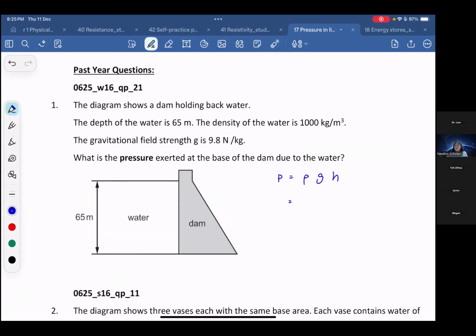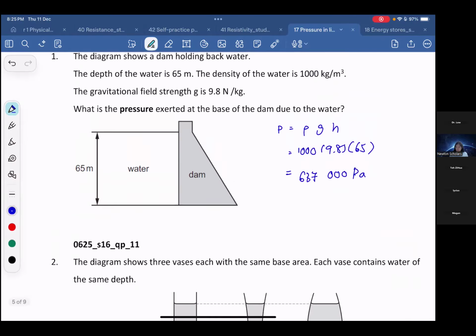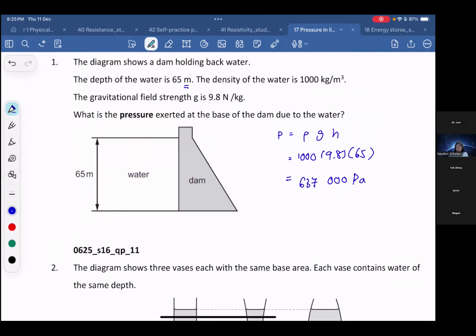Correct. This one is very straightforward, 9.8. Then the h is 65. So here, 637,000 Pascal. Okay, be careful with the unit here. Nothing to trick you. Meter, kg per meter cube, Newton per kg. So nothing to change.